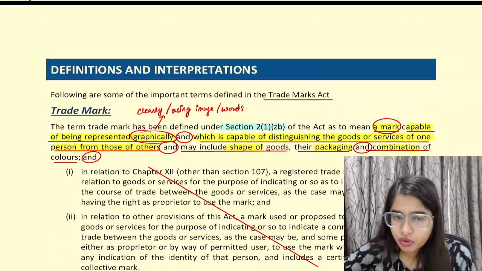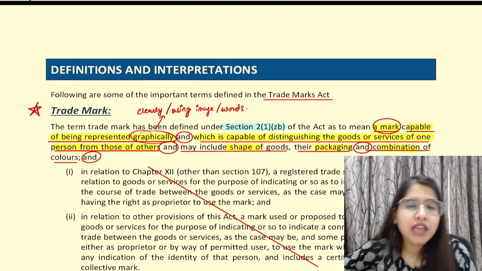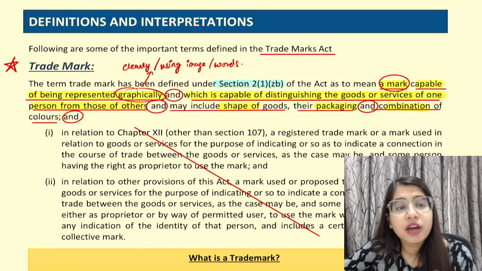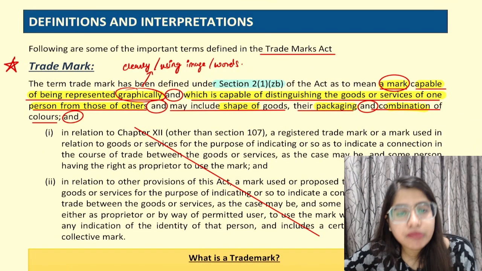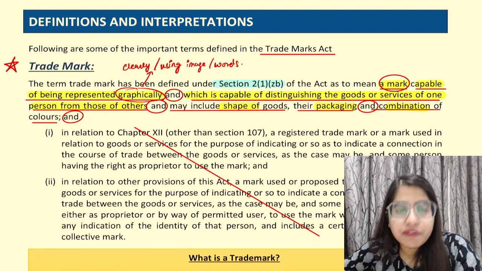So coming to the book. First of all, important, star mark, please, definition of trademark. Of course, this can come in exam. They can ask you for 2 marks or 3 marks, like what is trademark. Yes, of course they can ask you. In that you have to write the definition of the trademark. What is the definition of the trademark?